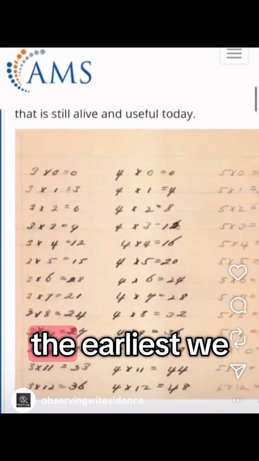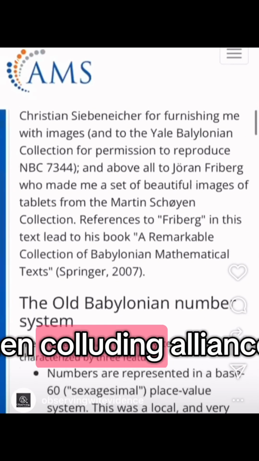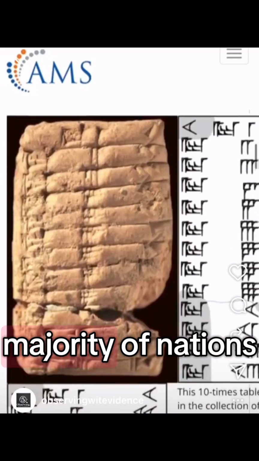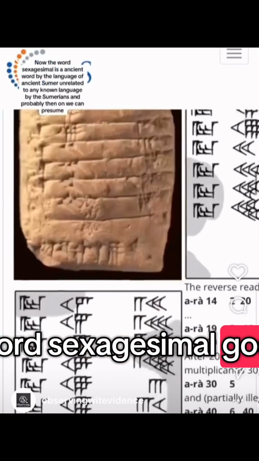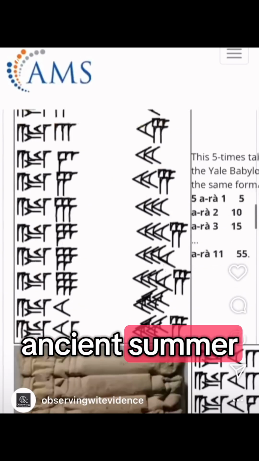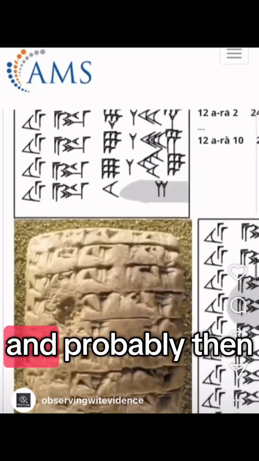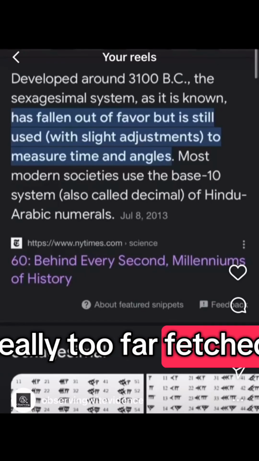The Anunnaki, the earliest we could presume, then the Sumerians, then the Babylonians. The colluding alliances took down Babylon and will come back to a proclaimed ruler of majority of nations, making up our history after. Now the word sexagesimal is an ancient word by the language of ancient Sumer. Many say it's unrelated to any known language by the Sumerians, and probably then on we could presume, but it's not really too far-fetched and not known.